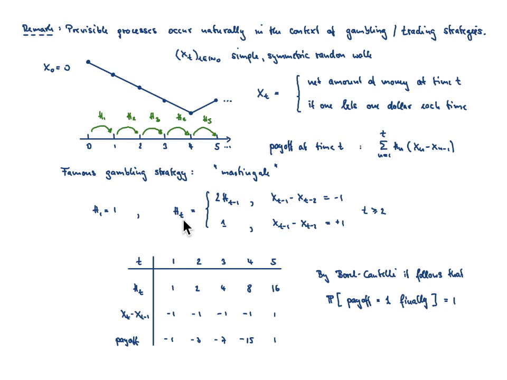H_t, you bet at time point t, and t is now larger than or equal to 2, you put into the game the amount of money 2 times H_{t-1} if you lost in the last round, or you put in 1 if you have won. Meaning the following: in that example, at time point 1, you start here, you have to put in $1 in order to take part in the game. You lost. So now for H_2, you double the money you put in. So you put in $2.